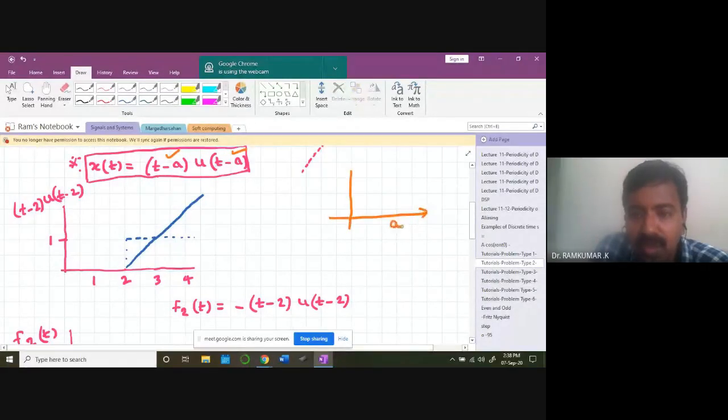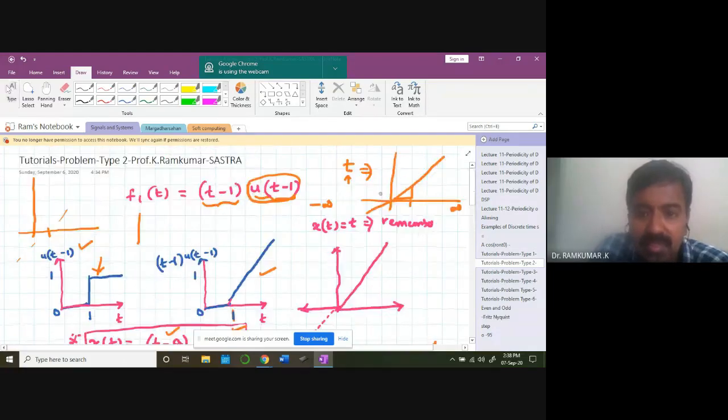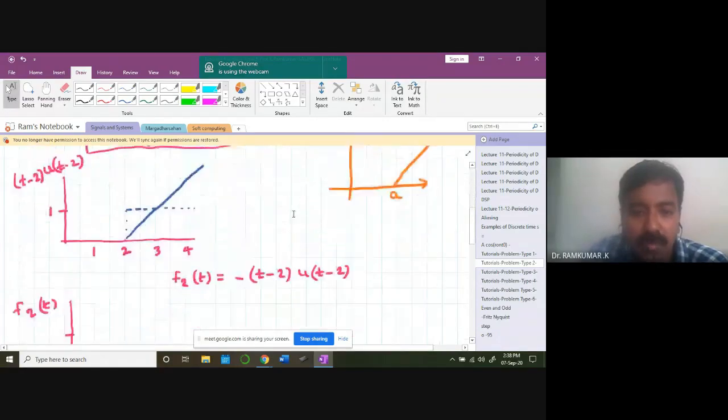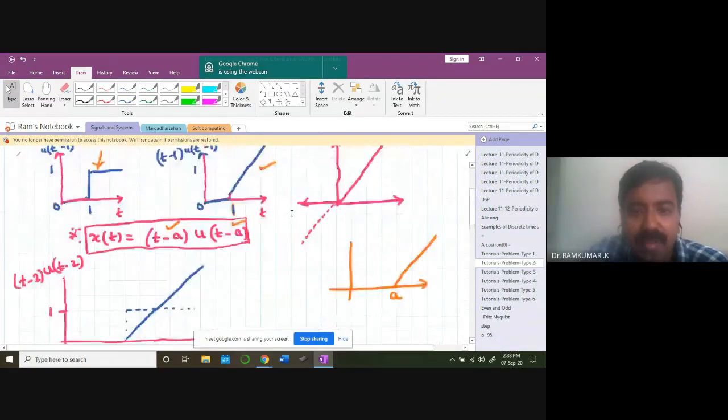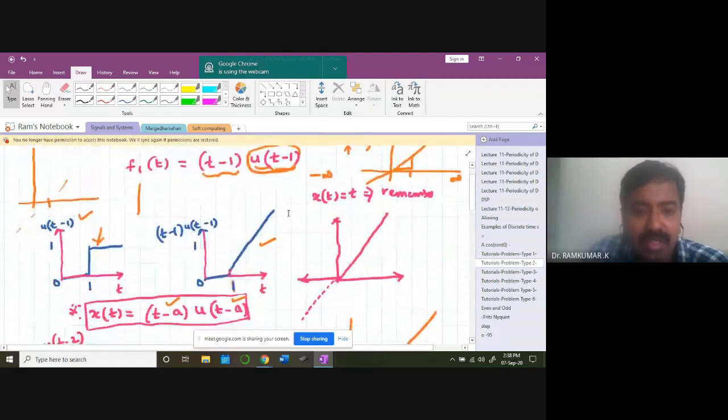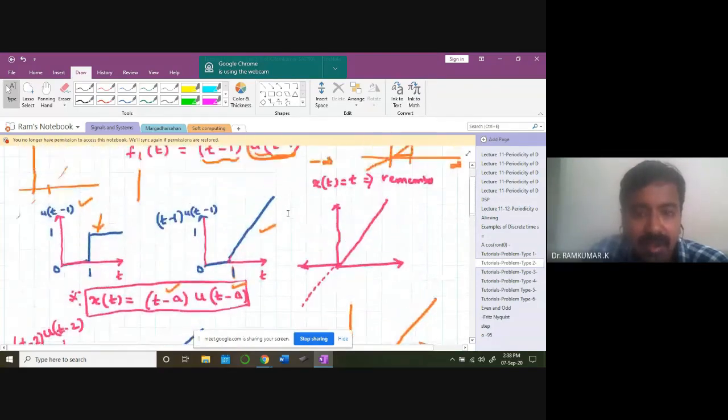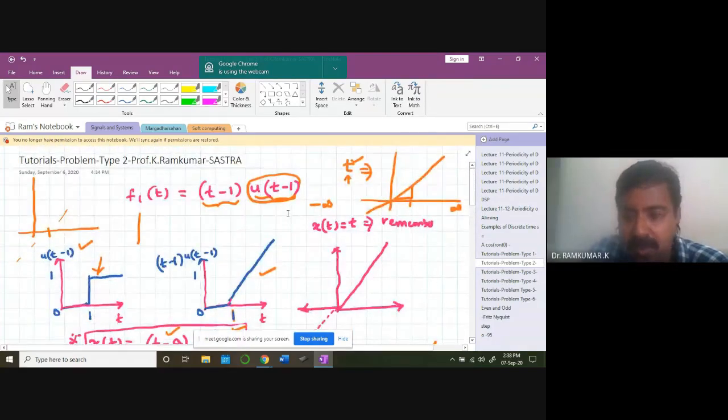So if this is a, I'm going to have my signal. This is your t minus a times u of t minus a. Is it clear? So the t signal is like this. I shifted the t signal like this, then multiplied with u of t minus a. That's the waveform we are talking about, the shifted version of the ramp. Anybody having difficulty visualizing it? Can I repeat again? Do you want me to move on or repeat?